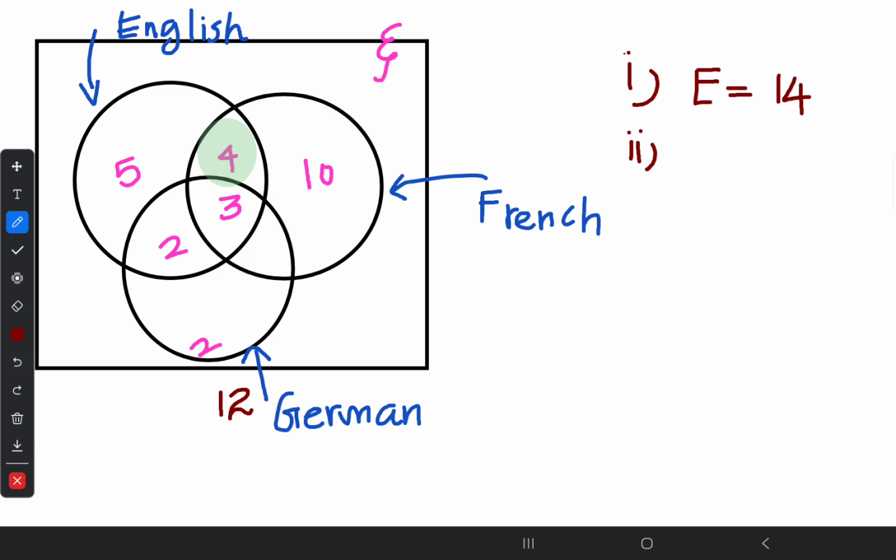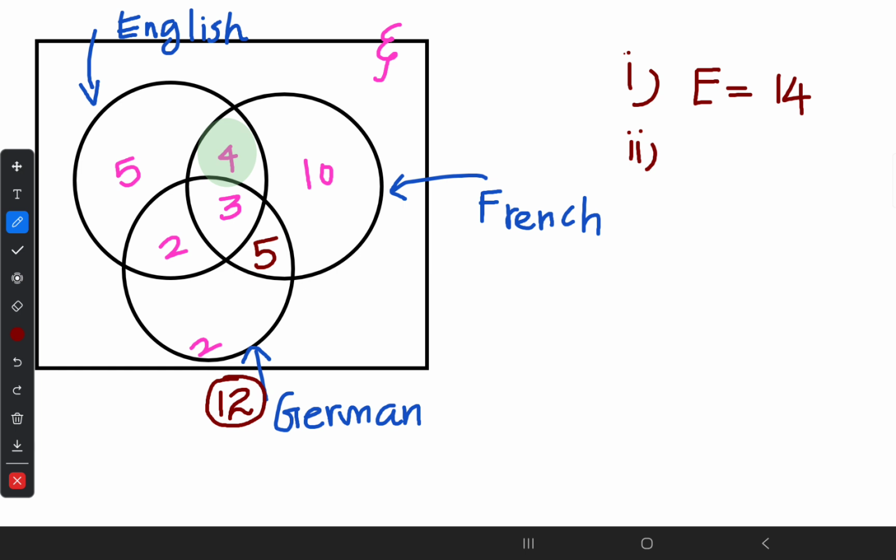Let's find it out. 3 plus 2 is 5, plus 2 is 7. Entirely the population who are speaking German is 12. Already 7 was occupied, so the remaining would be 5. How do I know? From the total I subtracted the existing value to find the value here.